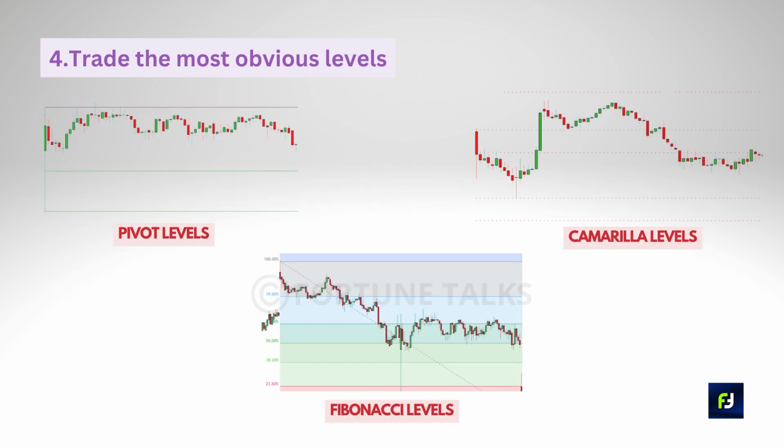Support and resistance levels can be a broad topic. It can be supply and demand zones, pivot levels, CPR, Camarilla, Fibonacci retracement levels, and a lot more. So experiment with these levels and find one or two that will suit your trading style and character.